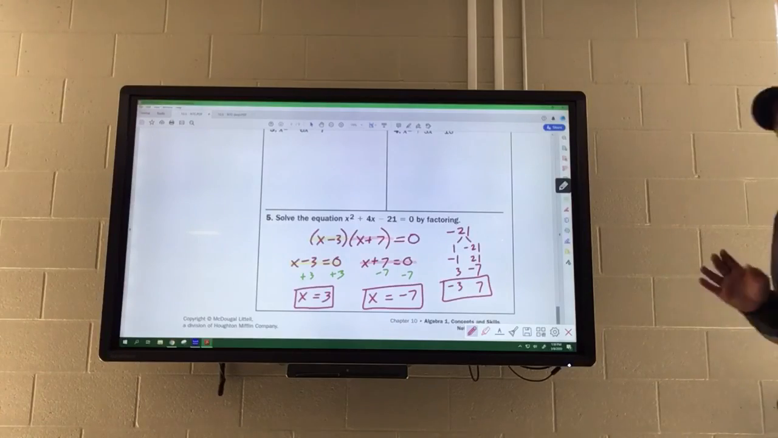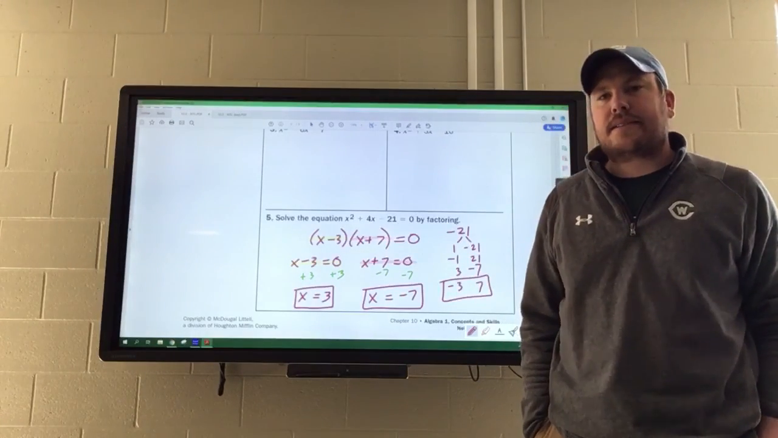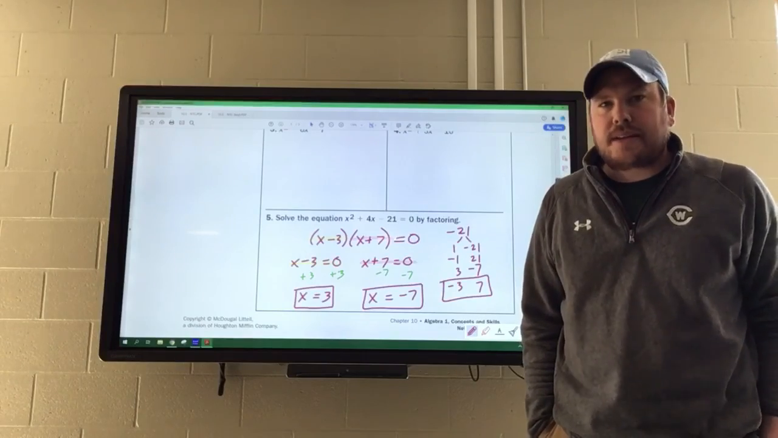Factoring is one of the most important skills you will take away from this class. It takes practice. You need to do that practice. Get your homework done.